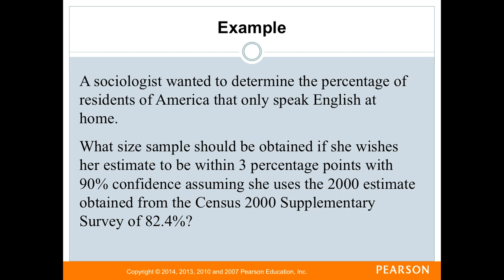So let's take a look at this example here. A sociologist wanted to determine the percentage of residents in America that only speak English at home. And what we want to know is what sample size should be obtained if the sociologist wants her estimate to be within 3 percentage points with 90% confidence. And she's going to use the 2000 estimate obtained from the census. It was from a supplementary survey, and that proportion was 82.4%. So she's using a prior estimate.